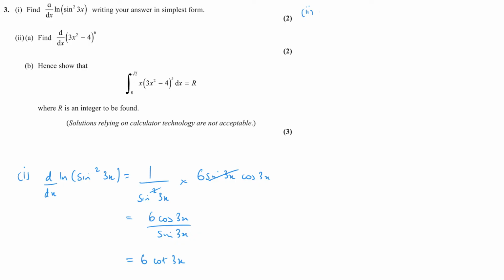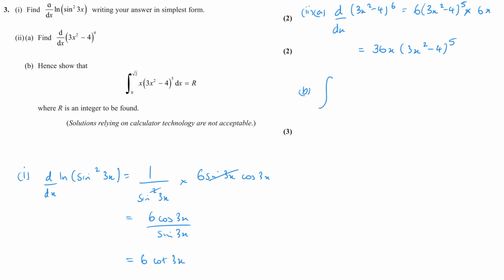Now part 2a, it's weird to have a part 2a and not a part 1 and 2b and so on. Right, we're differentiating 3x squared minus 4 to the power 6. So bring the 6 down, 3x squared minus 4 to the power 5 times by inside the brackets differentiated, which is 6x. So this is going to give me 36x, 3x squared minus 4 to the power 5.